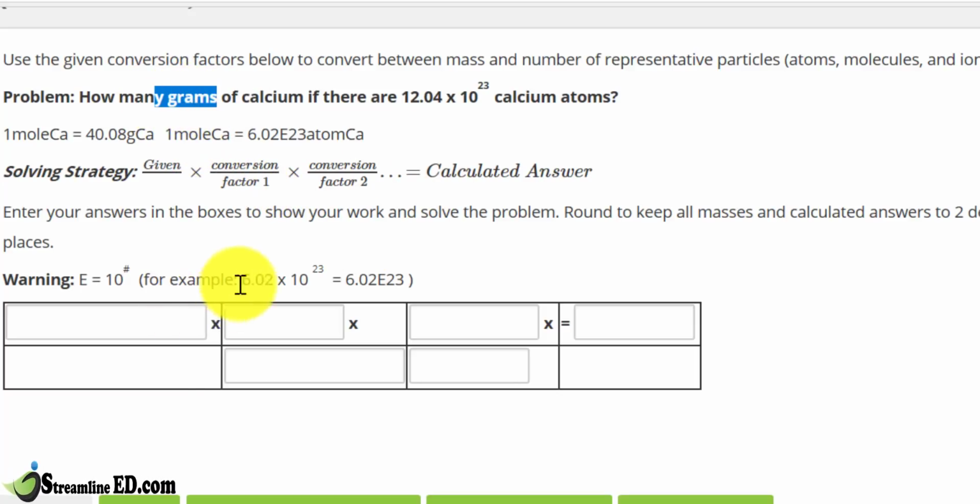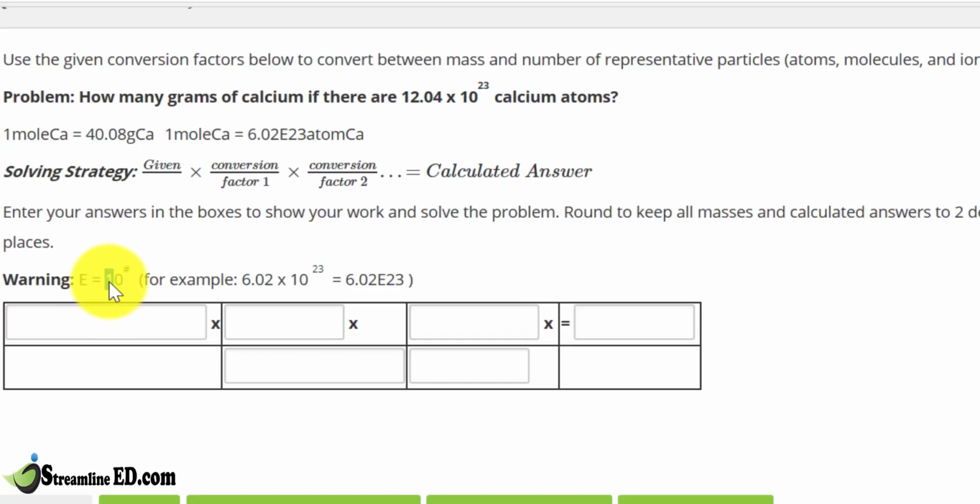Eventually I'm going to give you extra units to confuse you and to trick you. Right now, I'm going to give you all the units that you are going to use in this problem. Our given is 12.04 times 10 to the 23rd, and again, we use E to represent 10 times something. So what we have here is 12.04 E 23rd atoms of calcium.